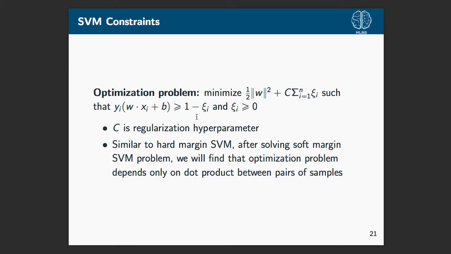And similarly, we have the same constraint as before. This term C is a regularization hyperparameter, so it basically controls how much we allow the model to misclassify points. And similar to the hard margin SVM problem, after solving the soft margin problem, we find that the optimization problem only depends on the dot product between pairs of samples.